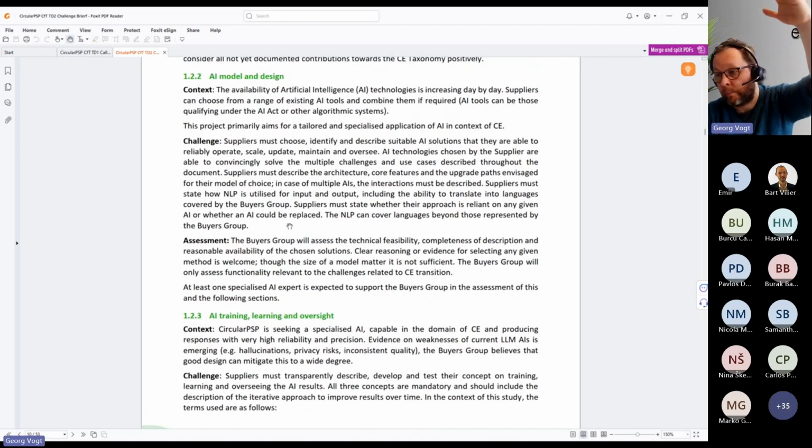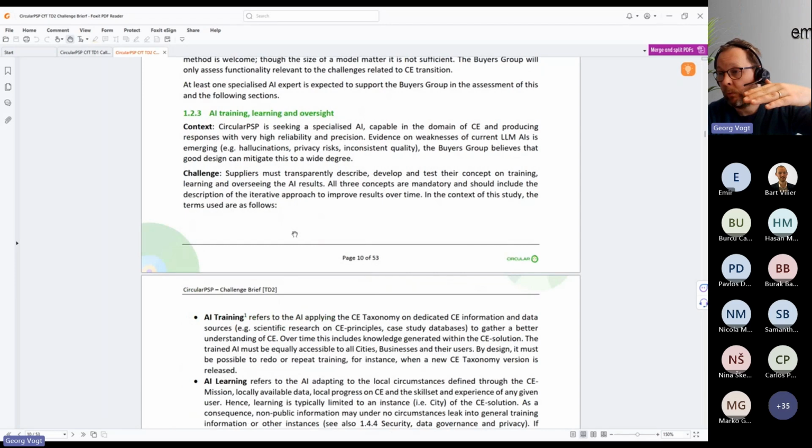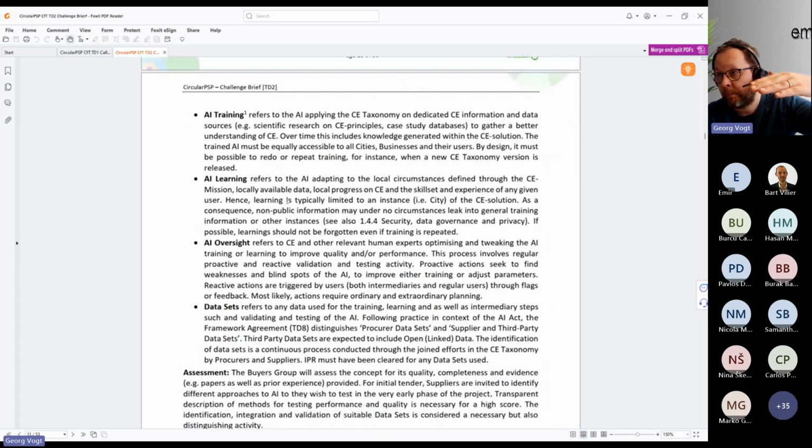So give us the high level view. How are you going to train your AI? What's your concept on training and repeating it? We have made up this very weird word, learning, because we don't know how to help us. Training means this is general AI knowledge. Your AI knows about circular economy based on publicly available data.